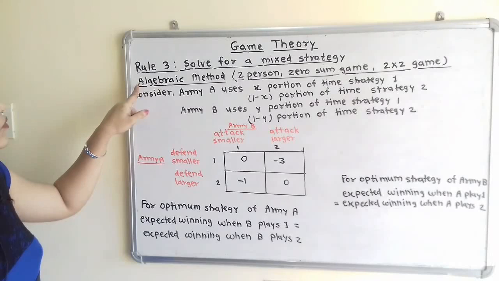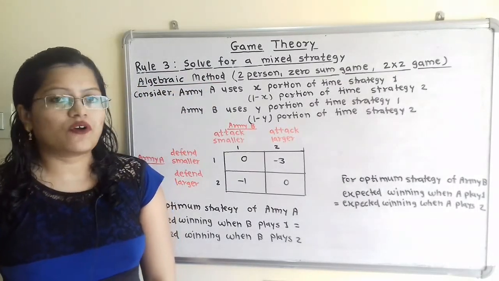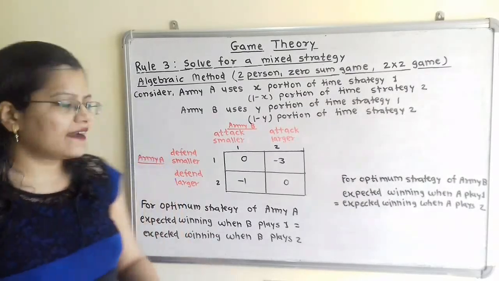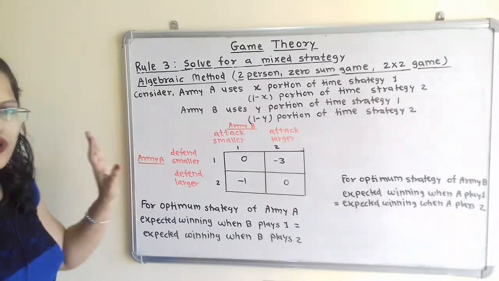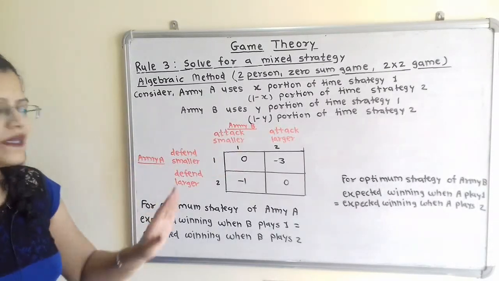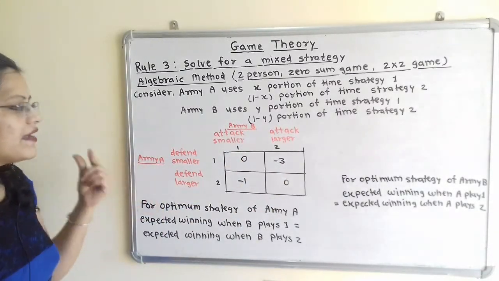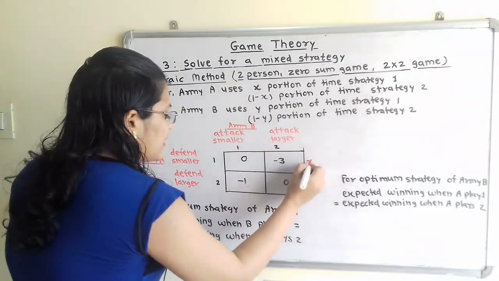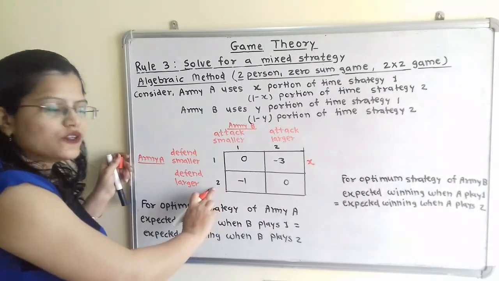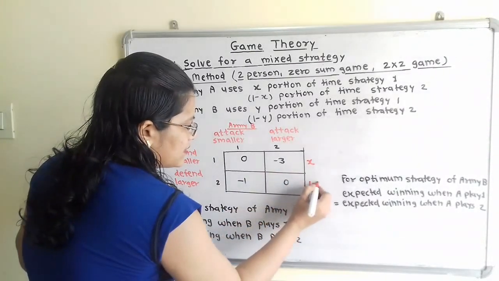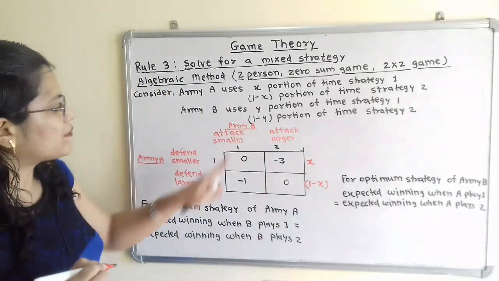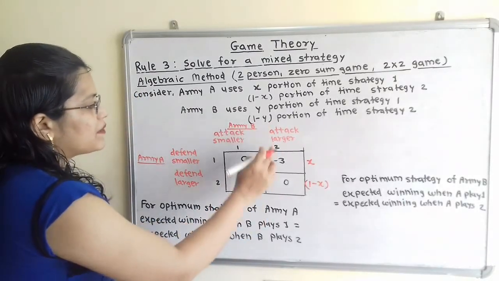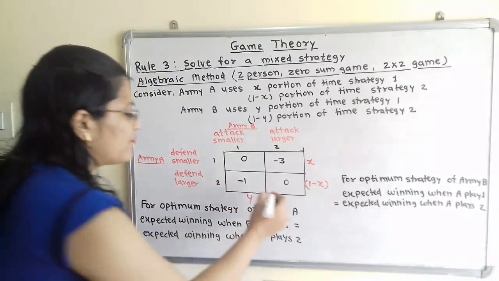For this question we are going to use the algebraic method. What is the specification of this algebraic method? Here we have to consider the frequency or the proportion of time that is used by these players, for Army A as well as Army B, for each strategy. For Army A, the proportion of time for strategy 1 is X, and for strategy 2 it will be 1 minus X. In the same way for Army B, the proportion of time strategy 1 is used will be Y, and for strategy 2 it will be 1 minus Y.